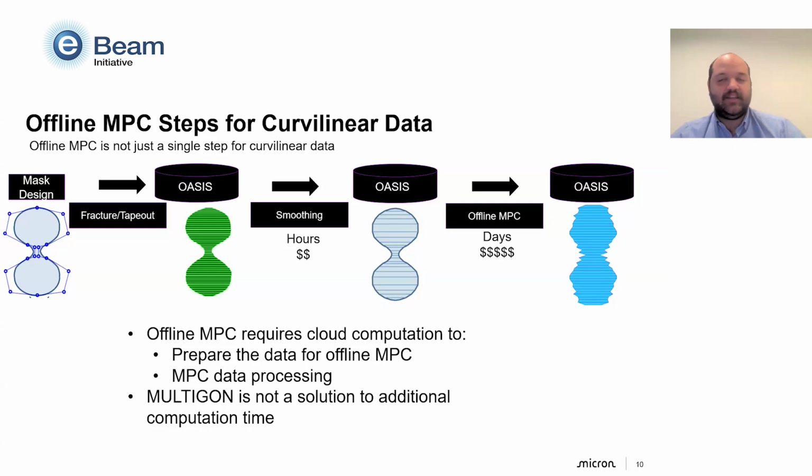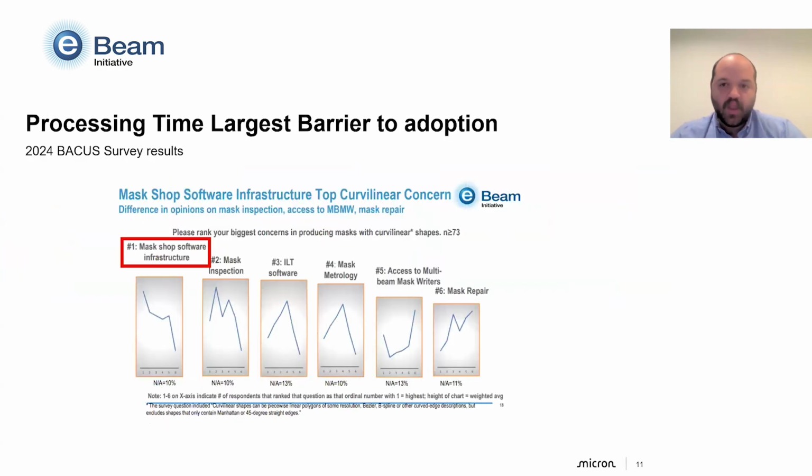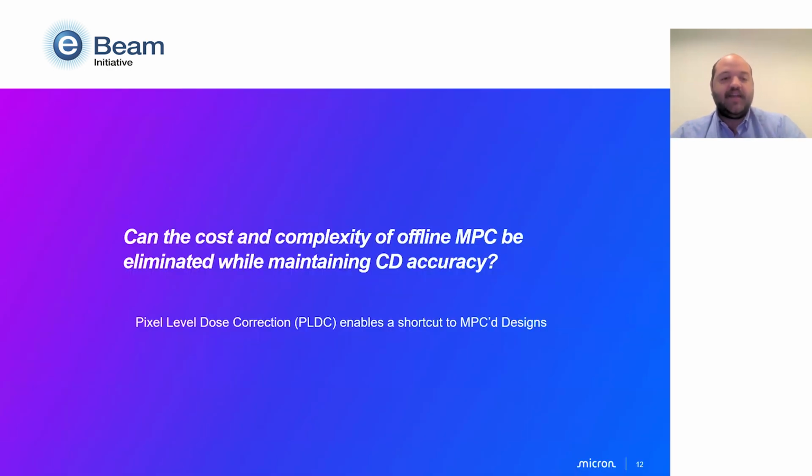So the cost isn't necessarily the cycle time. It's not necessarily the actual cost of the license of the cores. The cost is the opportunity cost to your business to win customer contracts as you need them. A lot of you also see this barrier as well. So in 2024, at the Bacchus survey results, the eBeam Initiative shared that the number one concern for curvilinear adoption is the mask software infrastructure. So a lot of you agree with this perspective. This leads us to a question, which is, can the cost and complexity of offline MPC be eliminated while maintaining CD accuracy? Pixel level dose correction enables a shortcut to MPC'd designs.